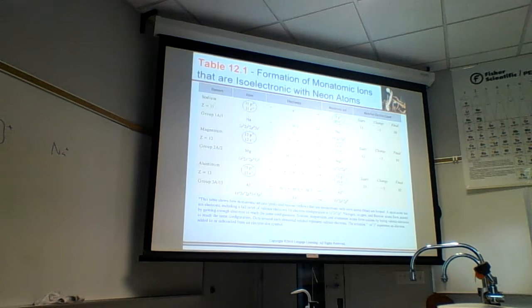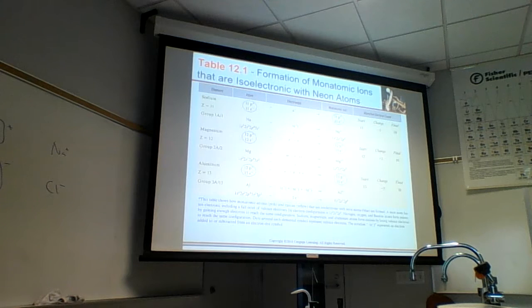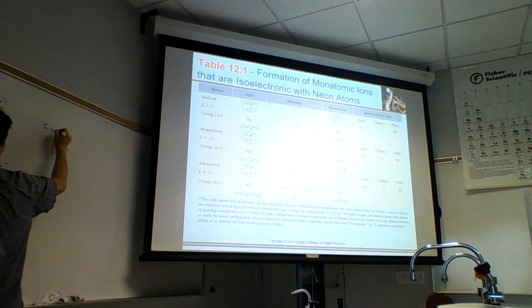The Lewis symbol for chloride. Chloride would gain 1 electron, filling its octet. Chlorine normally has 3s2, 3p5, so it's 1 electron short. It gains 1 electron, it has an octet. The formula would be Cl minus. So this is a Lewis symbol. This is the formula.